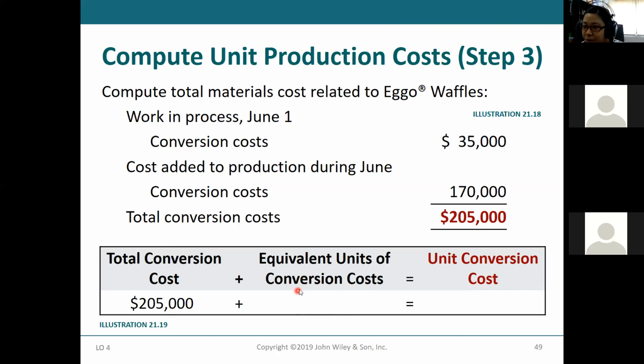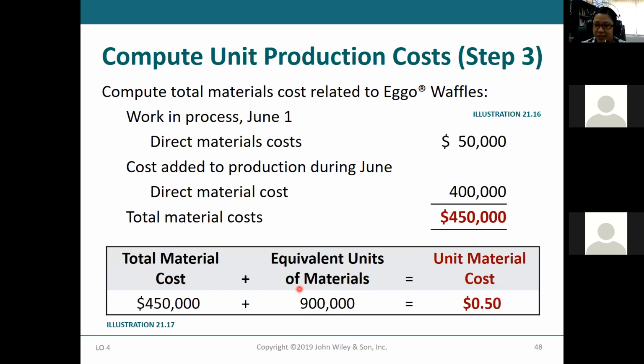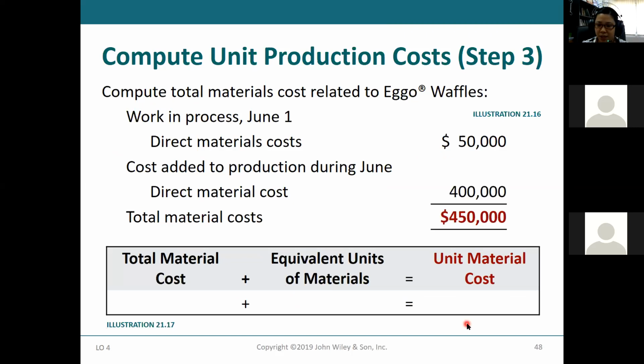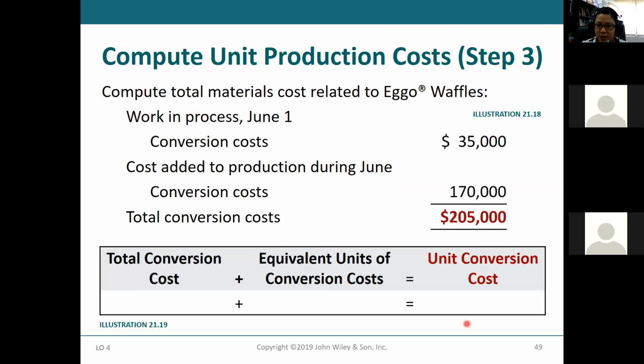Do you remember how many equivalent unit in terms of conversion cost just now we found? How many unit? 820,000. 820,000 unit, correct. So we divide by this 820,000 unit and that will give me 0.25. Yes, 0.25.